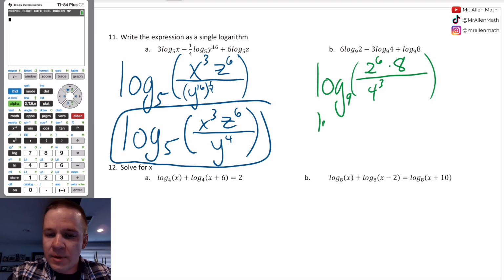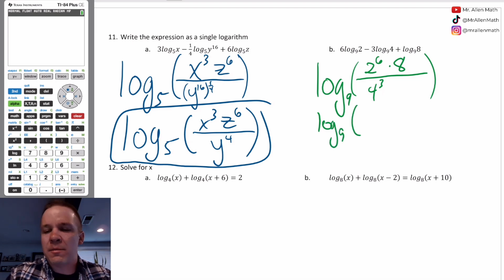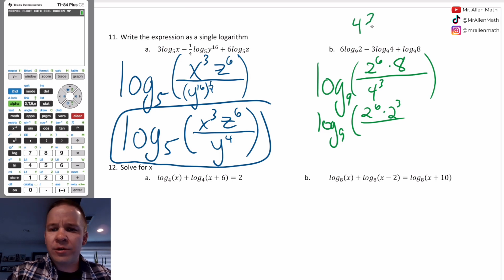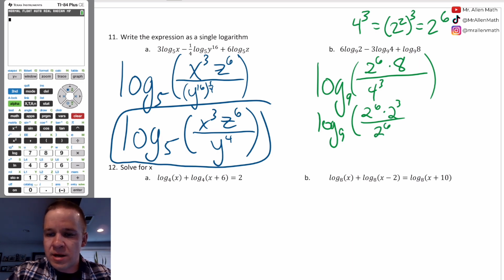So we got log base 9, because this would be a good non-calc problem, but this is me on the multiple choice. We got 2 to the 6th, I'm going to keep that. And then 8 would be 2 to the 3rd, right? Over. Now, 4 to the 3rd could be written as 2 squared to the 3rd, which would be 2 to the 6th, right? So I'd have 2 to the 6th right here.